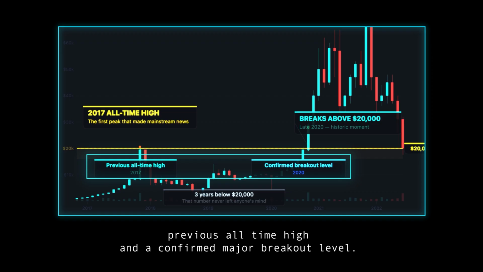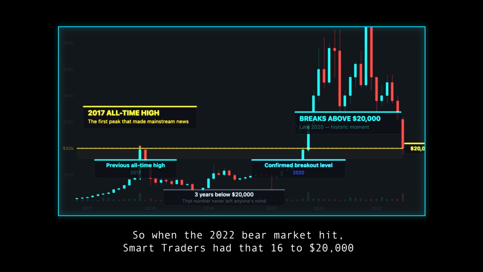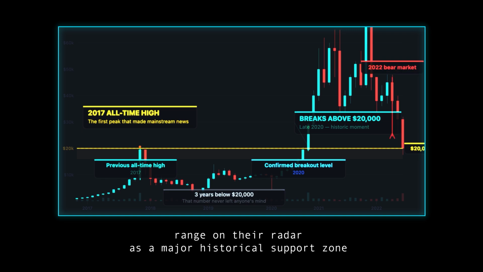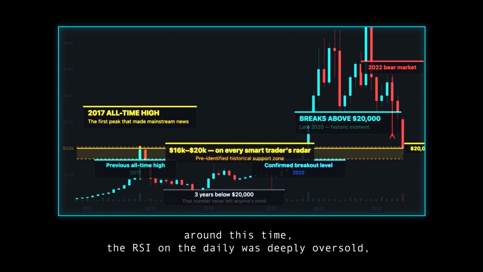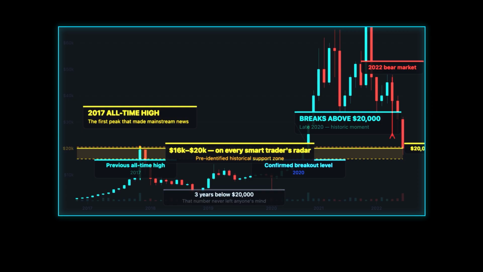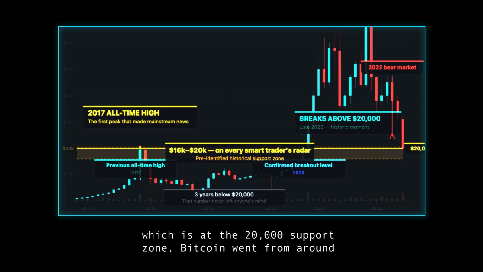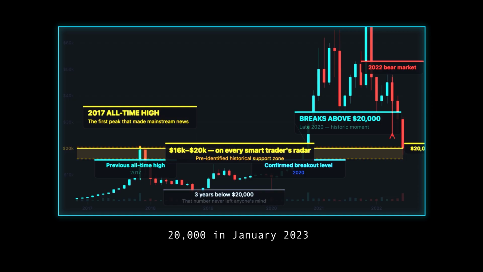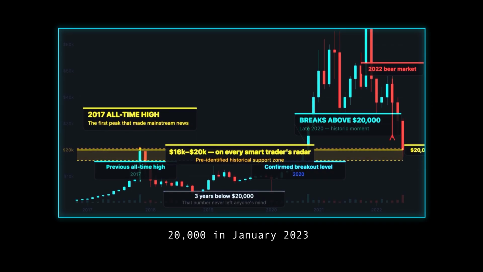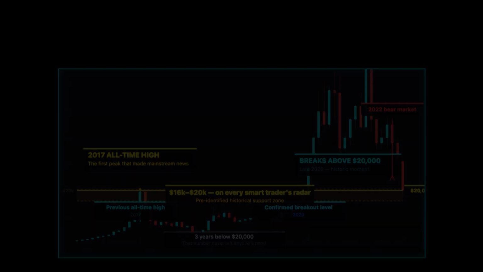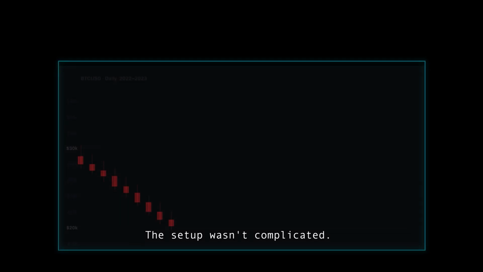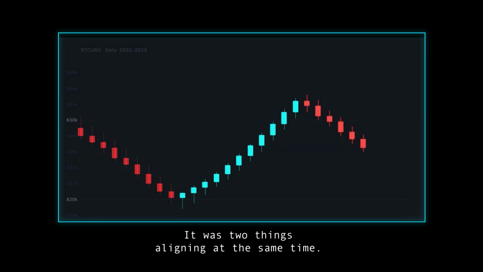So when the 2022 bear market hit, smart traders had that $16,000 to $20,000 range on their radar as a major historical support zone. Around this time, the RSI on the daily was deeply oversold, but this time at a location that had real historical weight behind it, which is at the 20,000 support zone. Bitcoin went from around $20,000 in January 2023 to over $30,000 by April 2023. The setup wasn't complicated, it was two things aligning at the same time.